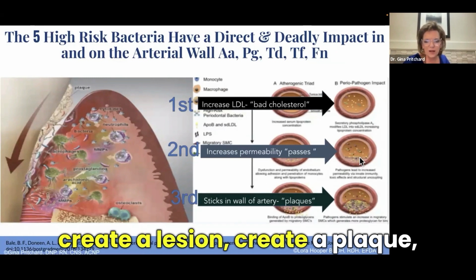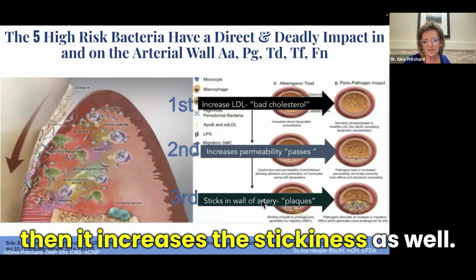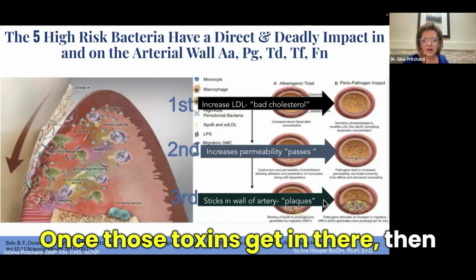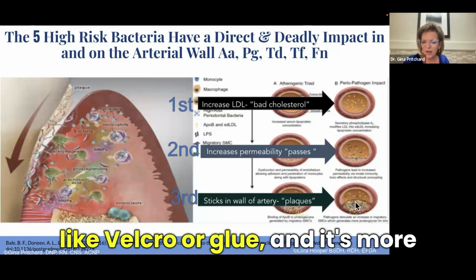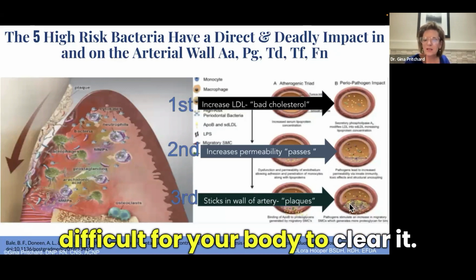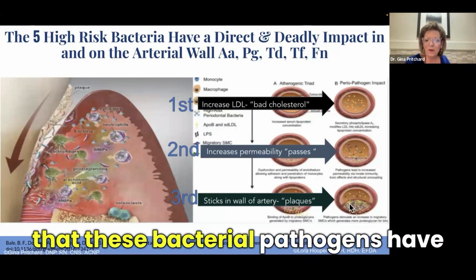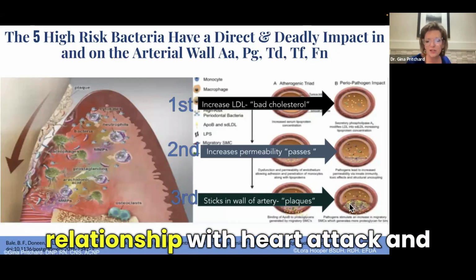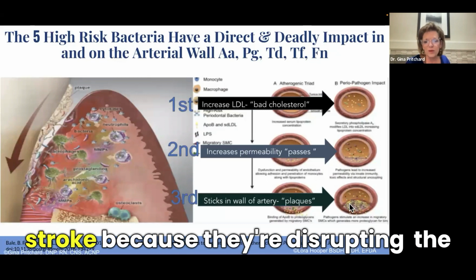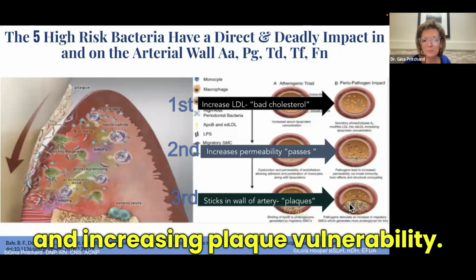create a lesion, create a plaque, become a vulnerable plaque, and then it increases the stickiness as well. Once those toxins get in there, then these plaques become stickier, more like Velcro or glue, and it's more difficult for your body to clear it. That's at least 3 ways we know of that these bacterial pathogens have a direct contribution, a direct causal relationship with heart attack and stroke, because they're disrupting the smooth lining of the vascular wall and increasing plaque vulnerability.